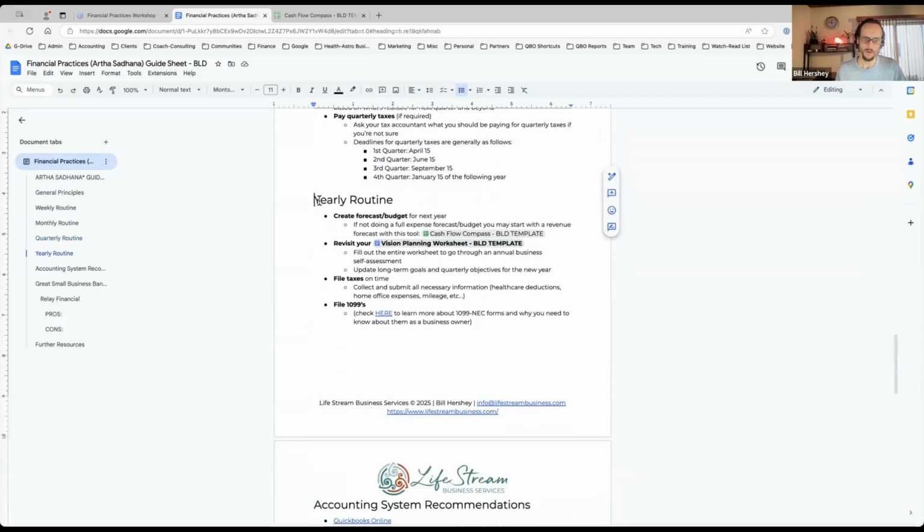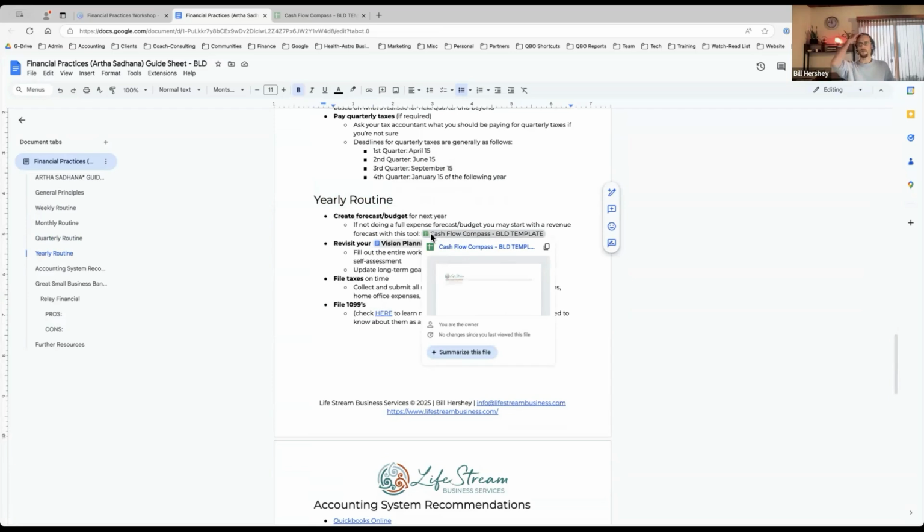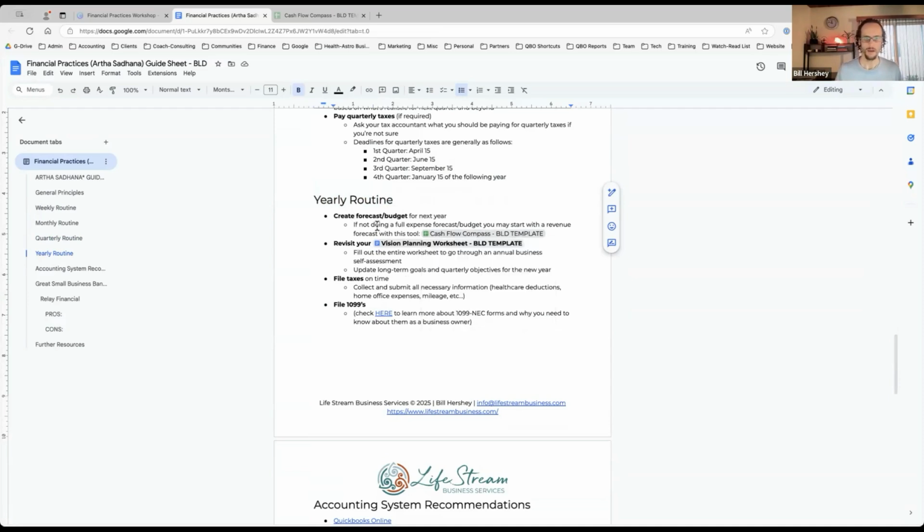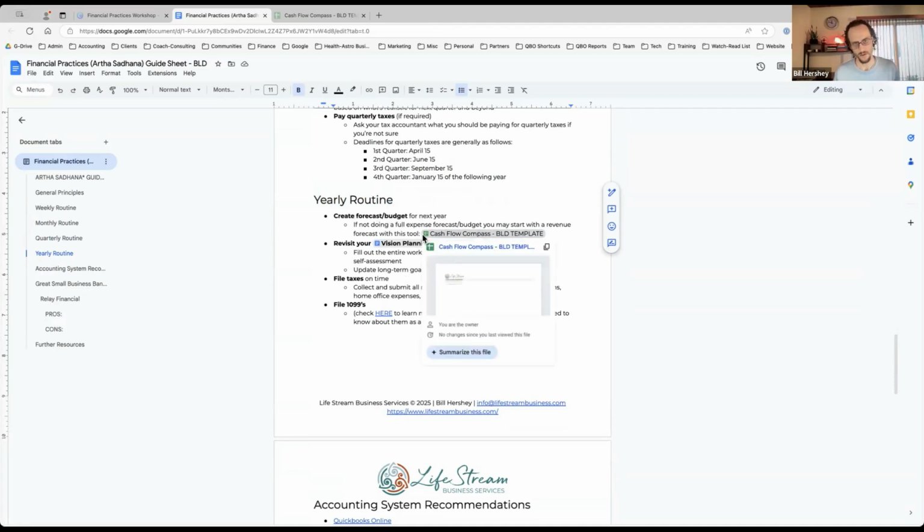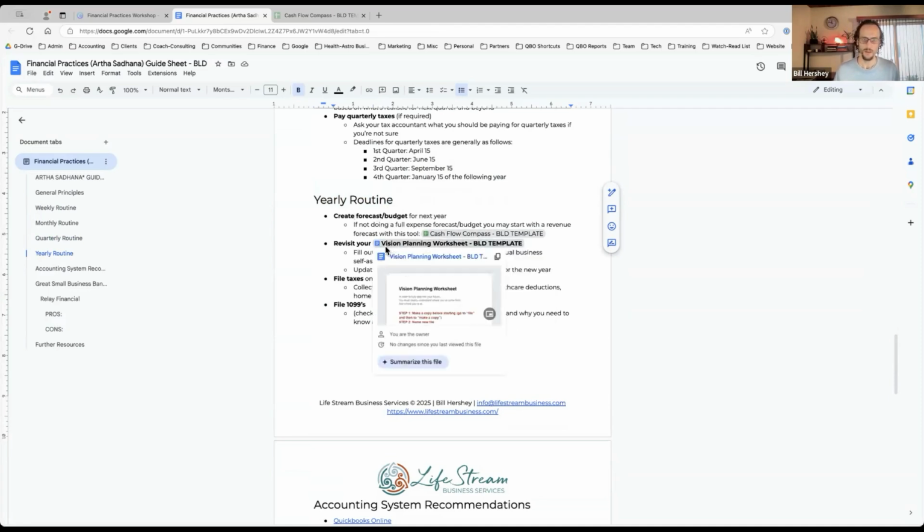Okay, so then we have a yearly routine, things that need to happen on an annual basis. Generally, I would recommend, and this is a workshop that I often do at the end of the year, setting out your financial goals for the following year in the Cash Flow Compass. So creating that yearly goal and the monthly goals that go with it.